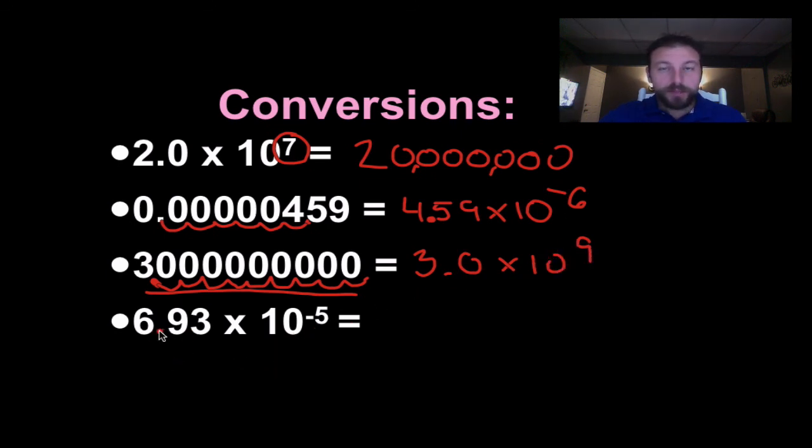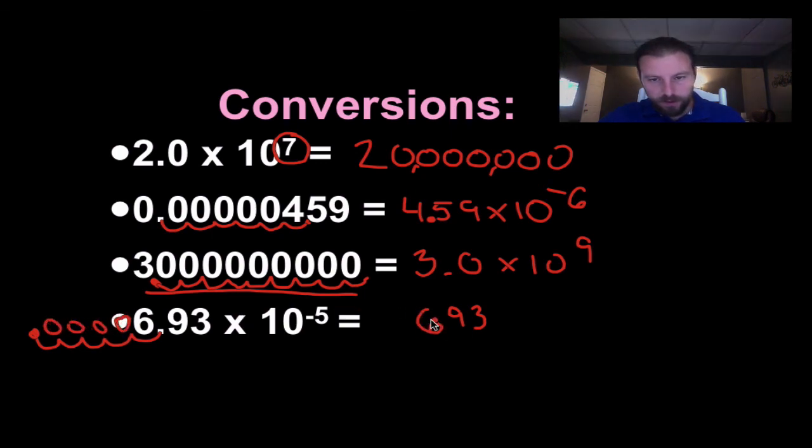Last one, 6.93 times 10 to the negative 5th. So we know we have 693. We move this decimal place over to the left. Negative 5, so it's 5 places: 1, 2, 3, 4, 5. And we fill in with some zeros. Let's get rid of that, makes it a little bit easier.